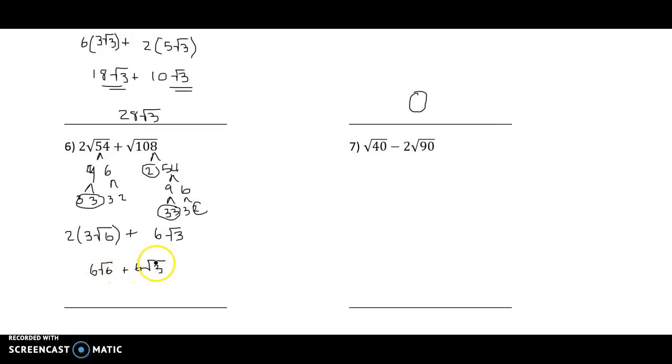I'm now at the point where I've cleaned this up. 2 times 3 gets me 6 radical 6, and I drop this down. These are not like radicals, so I cannot do anything further with adding the numbers. So that is my answer. Okay, and then I also want you to just try this one on your own and make sure you get -4 radical 10.